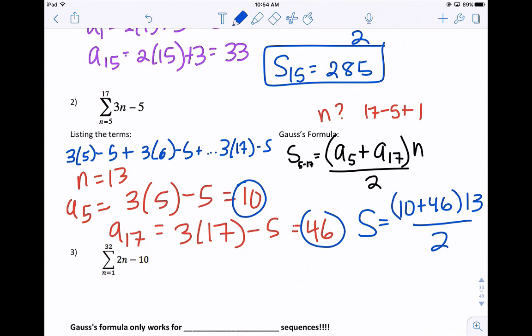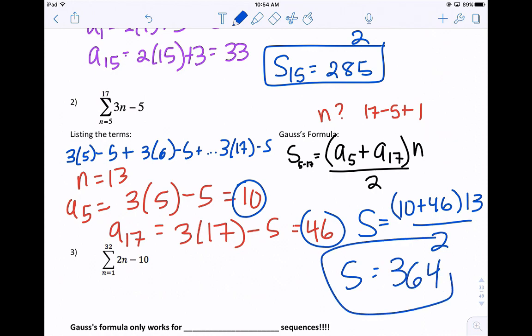Okay, so let's redo it again. 10 plus 46, enter, times 13 divided by 2. Okay, so our answer, I divided wrong, is 364. So that sum is 364. I better double check that.